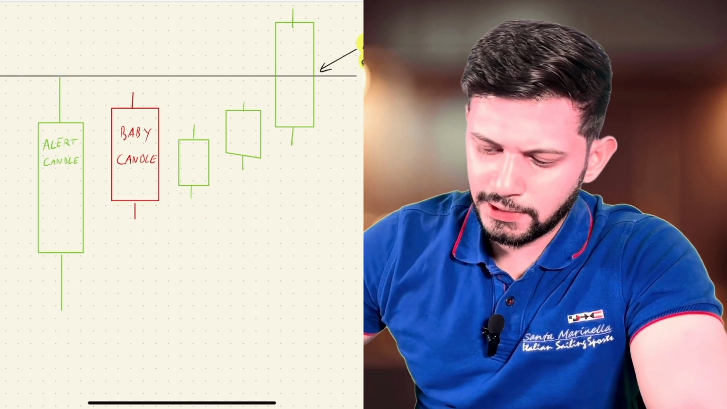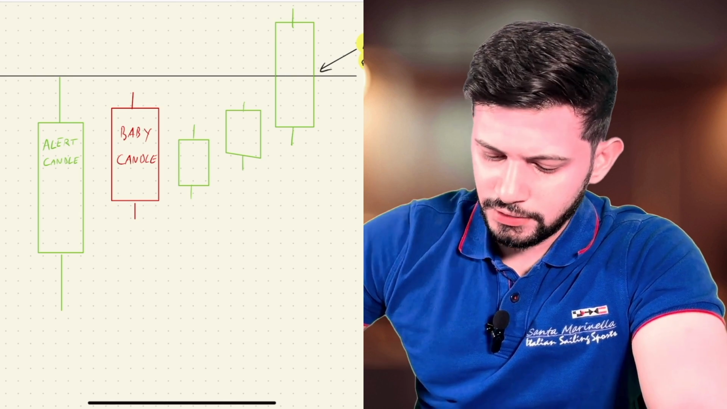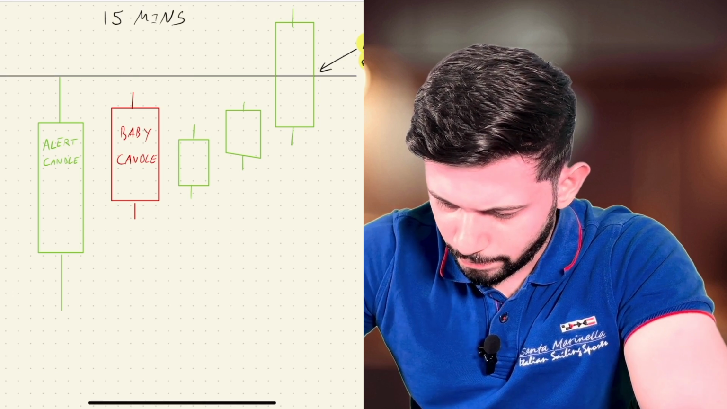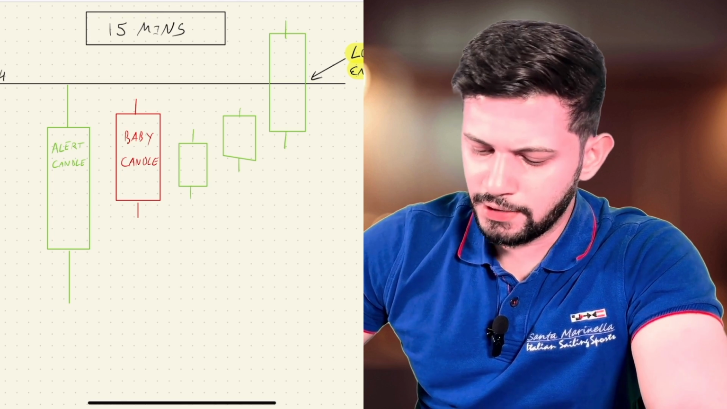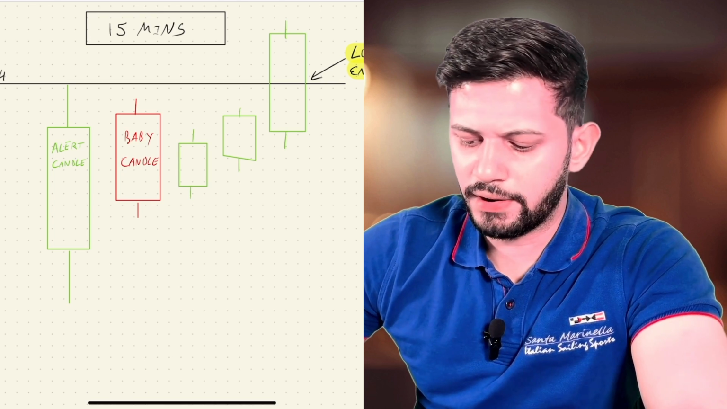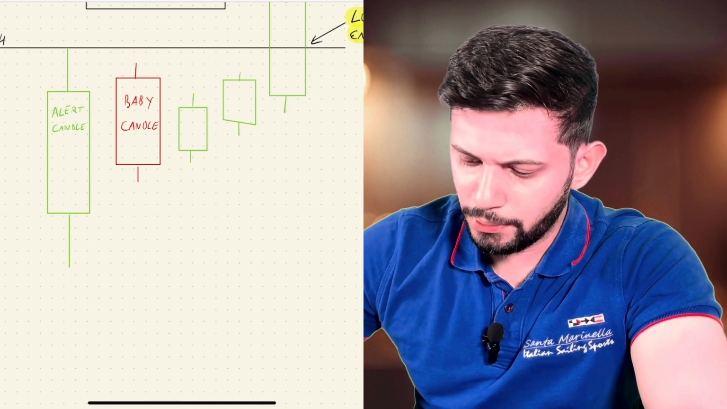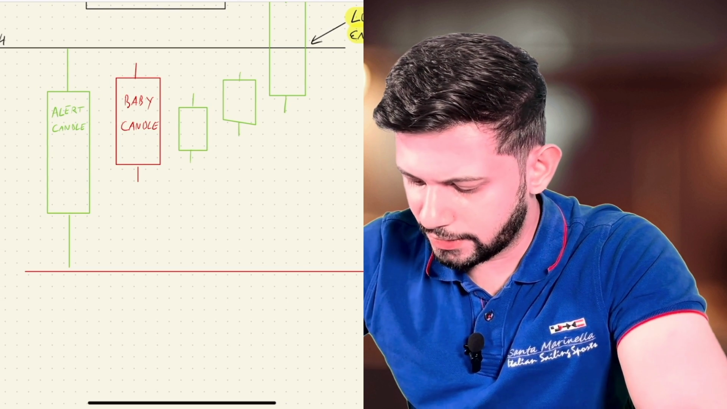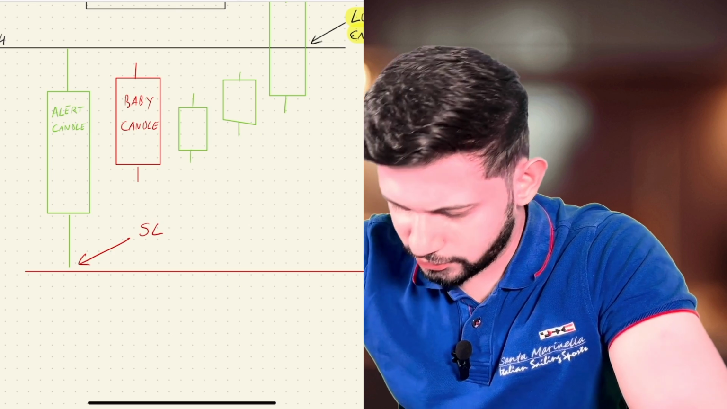Now, please note one thing. This long entry, we're not waiting for the candle to close, all right? This is all in the 15-minute time frame. At any point while this candle is running, it crosses the high of our alert candle, and therefore we will sell a put. Now, the stop loss of this put will be the low of our alert candle. Okay, so here stop loss, right?